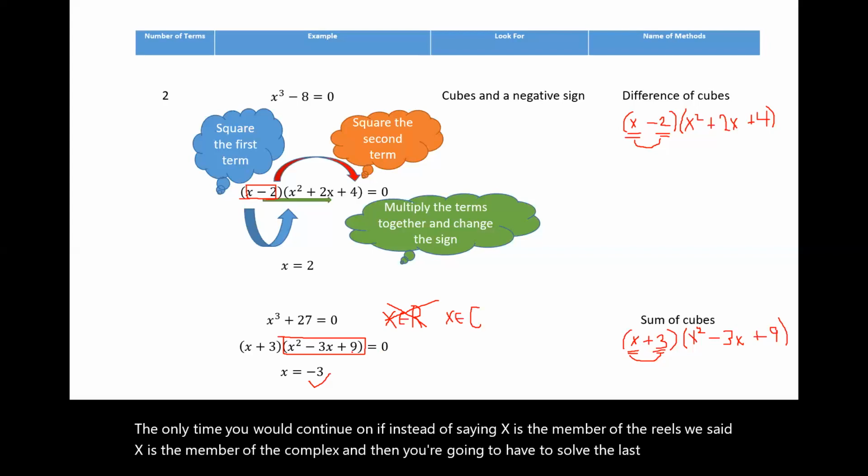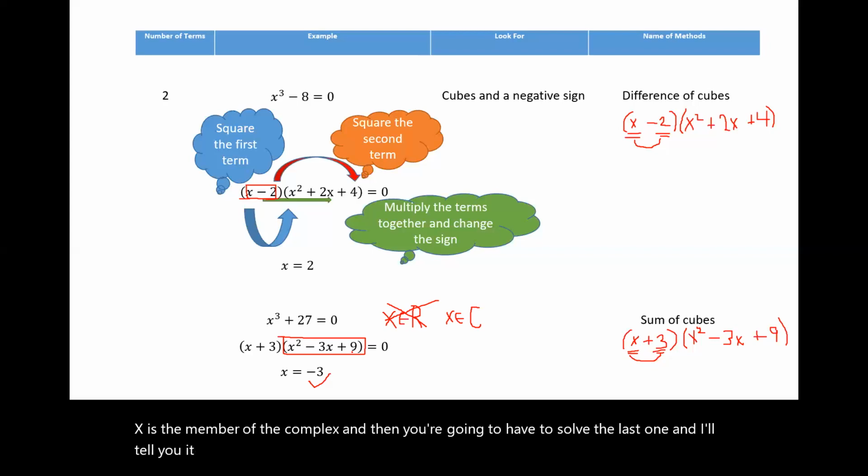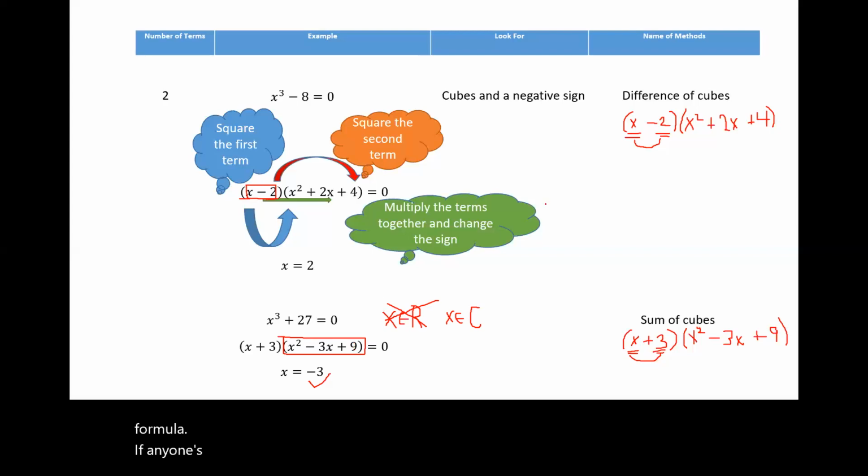And I'll tell you, it always gives you imaginary roots, so you're going to need to use the quadratic formula. Now, if anyone's looking at this saying, I don't believe you, I don't think this actually works, we could check it. We could take x minus 2, multiply it by x squared plus 2x plus 4, and just verify that it works.